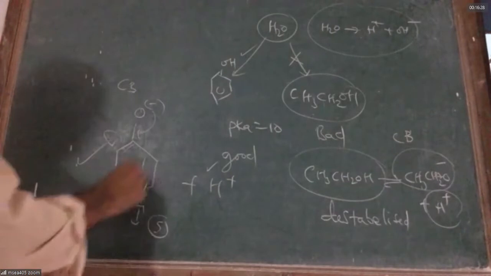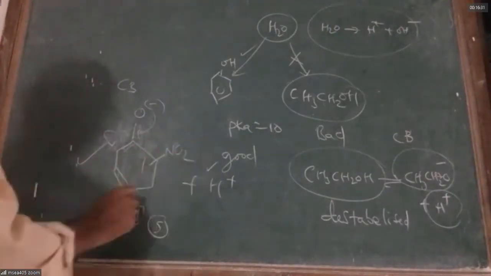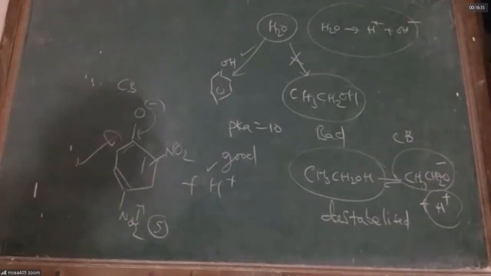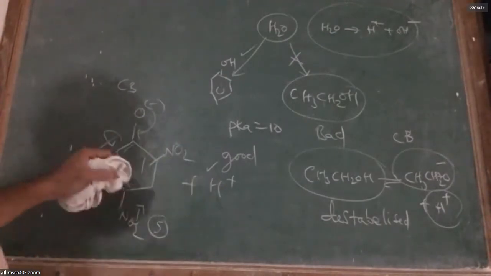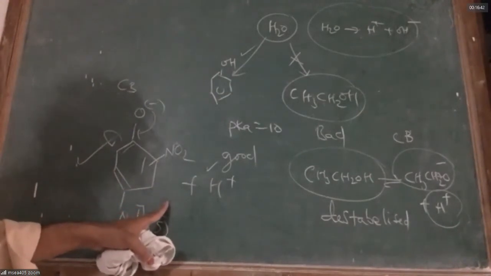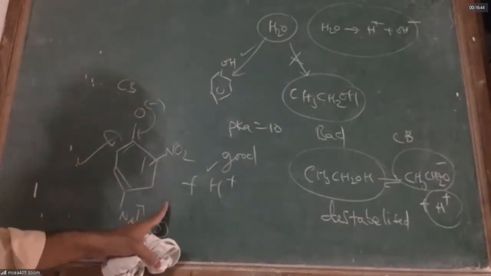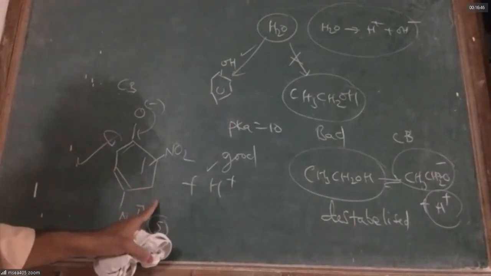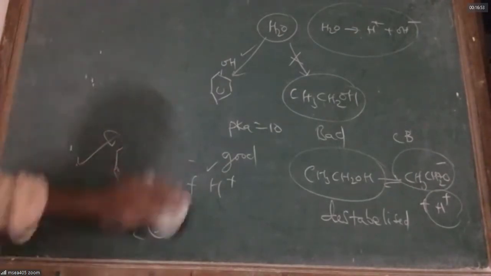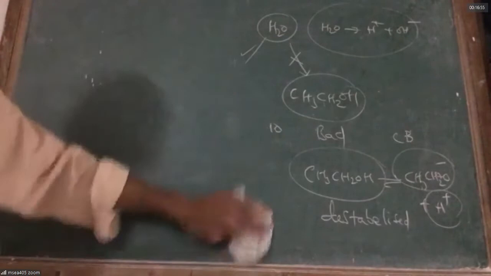Any phenol that has NO2 groups in the second and fourth positions is a much better acid because the NO2 groups withdraw electrons by resonance. In the meta position, NO2 can withdraw only by the inductive effect, not by resonance. Therefore, a third position NO2 cannot make it a really good acid. Second and fourth positions can do that. As I introduce NO2 groups, the acidic strength of phenol increases.